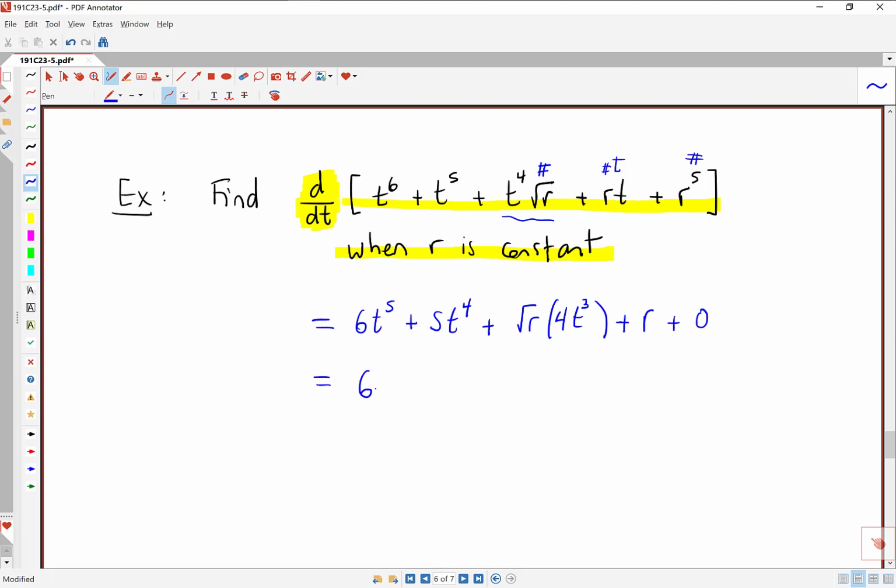So final answer, 6t to the 5th plus 5t to the 4th plus, we normally write our coefficients in front. You write the number first and then any constant coefficients, and then your variable at the back. So 4 root r t cubed would be the natural way to write that, and then plus r.